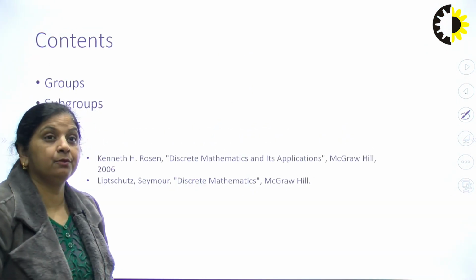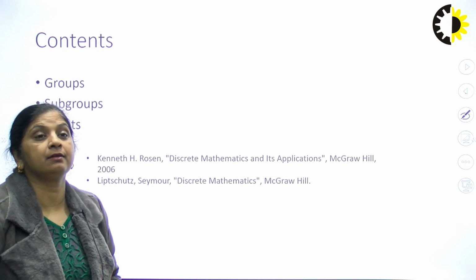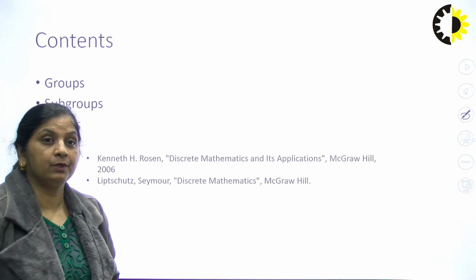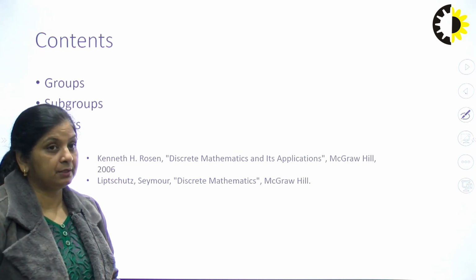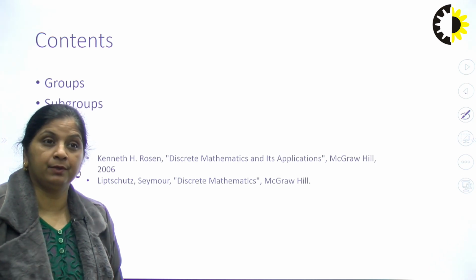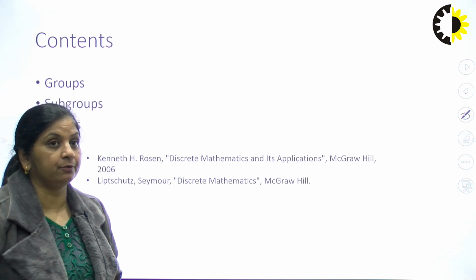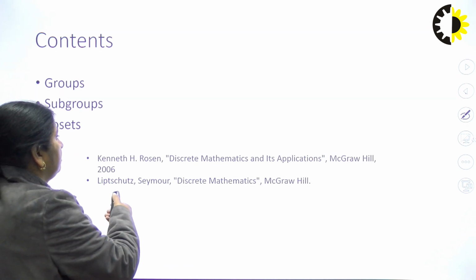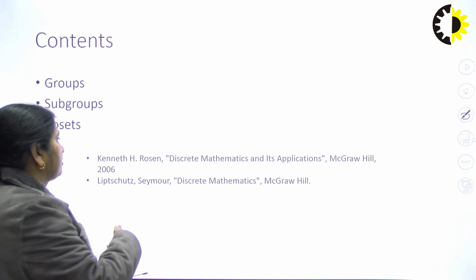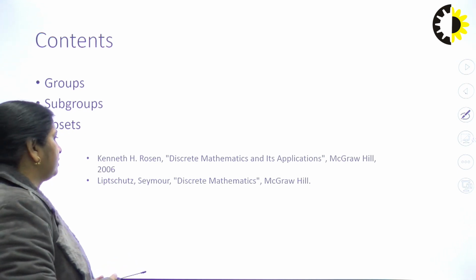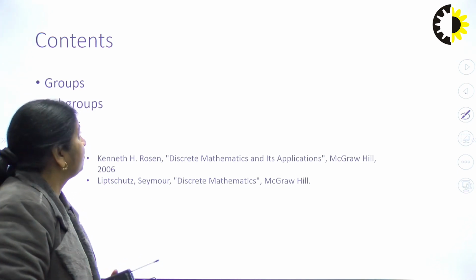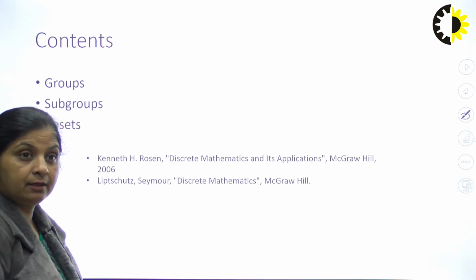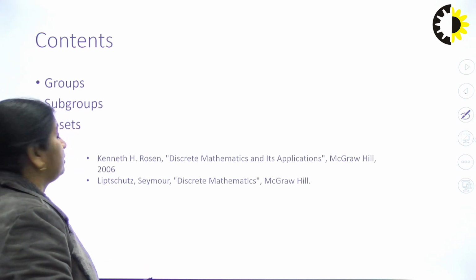is introduction to groups, when an algebraic structure is called a group, what are subgroups, cosets, and some important properties and theorems on subgroups. So the references are Discrete Mathematics and its Applications by Rosen and Discrete Mathematics by Liu. So these are the references that I have taken, and now let me take the topic.